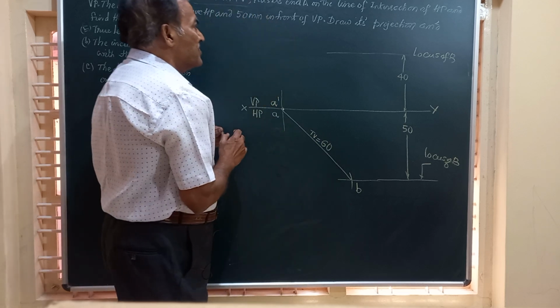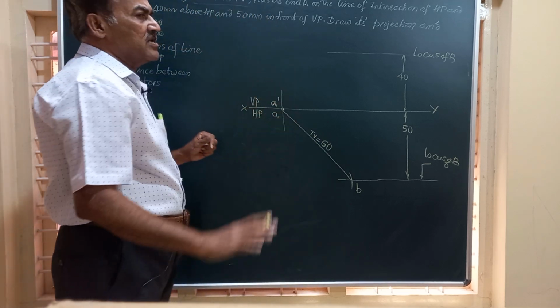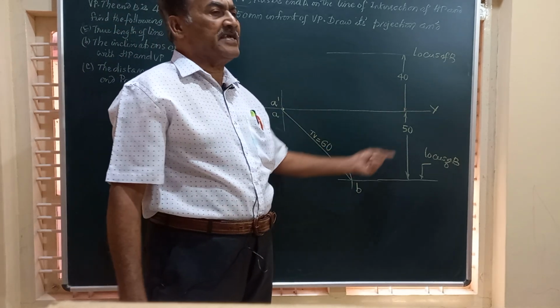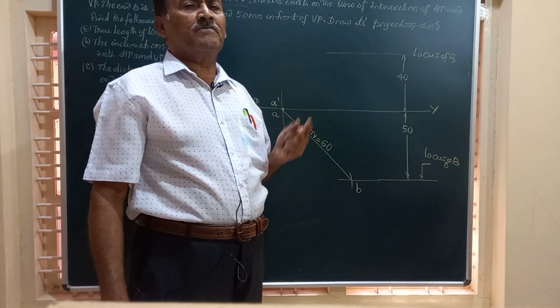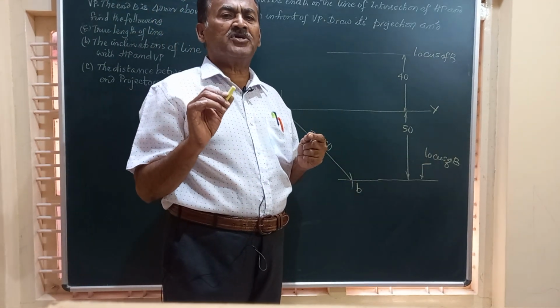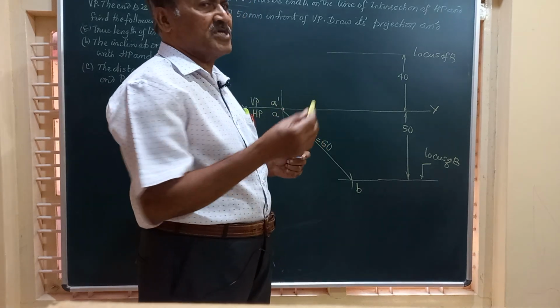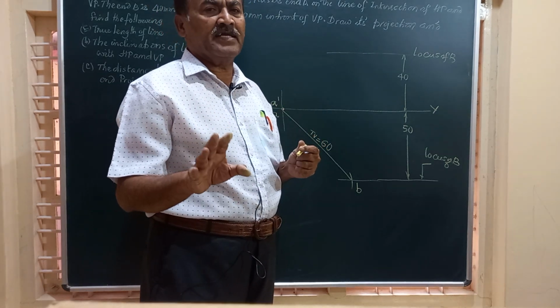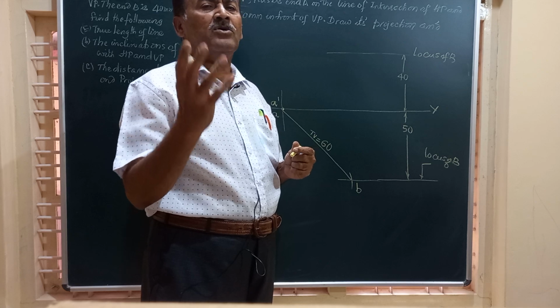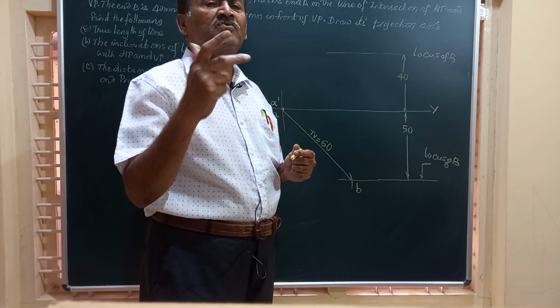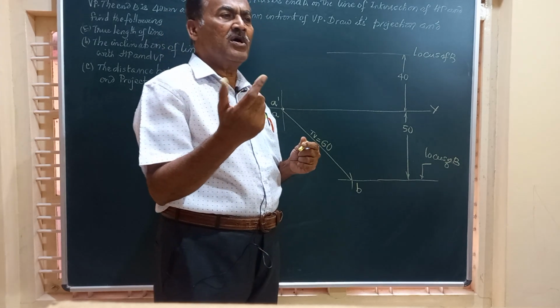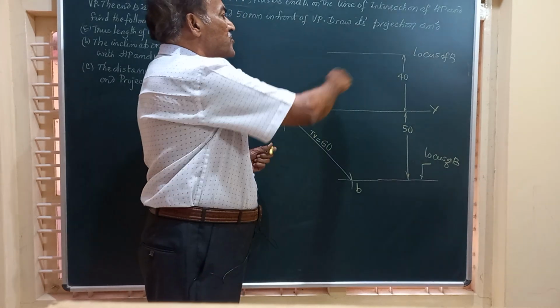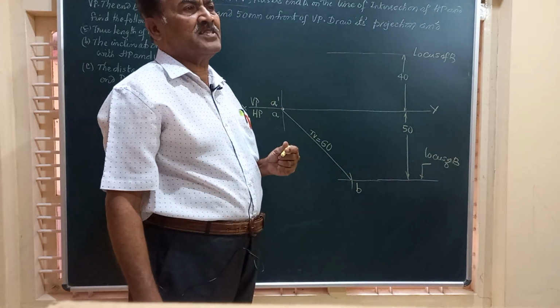Friends, that's all the data given, and with this skeleton of the problem, we should be in a position to draw the projections of the line completely. That is, we have to have two lines, one for the front view, one for the top view, and two more lines for the true length in the front view and true length in the top view.